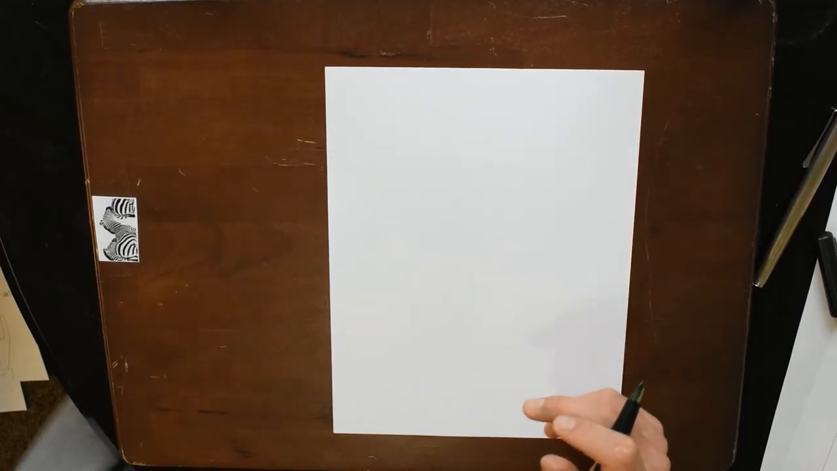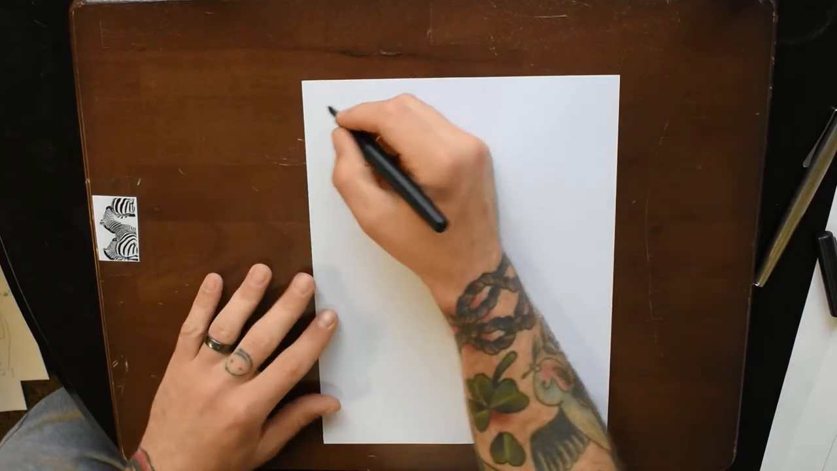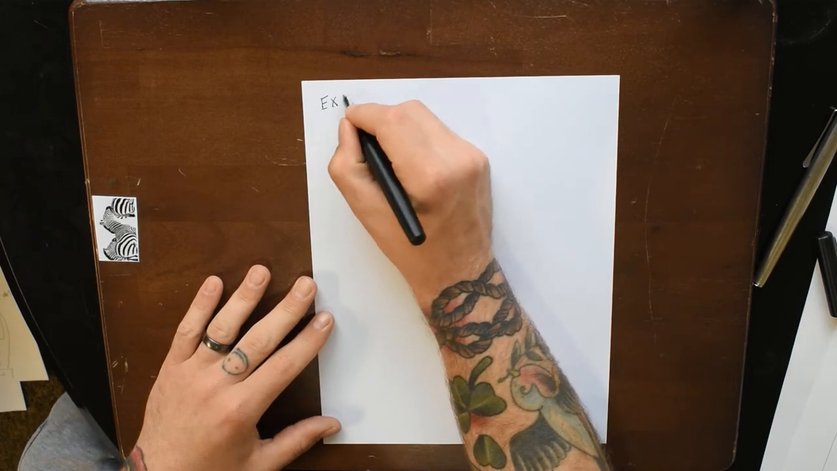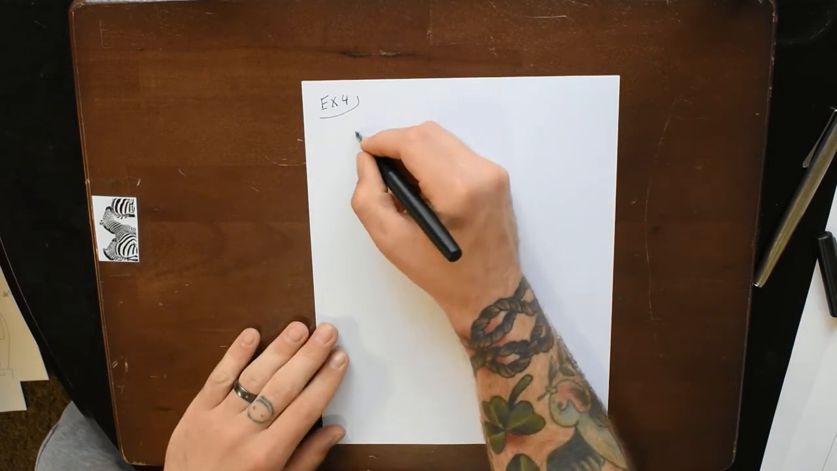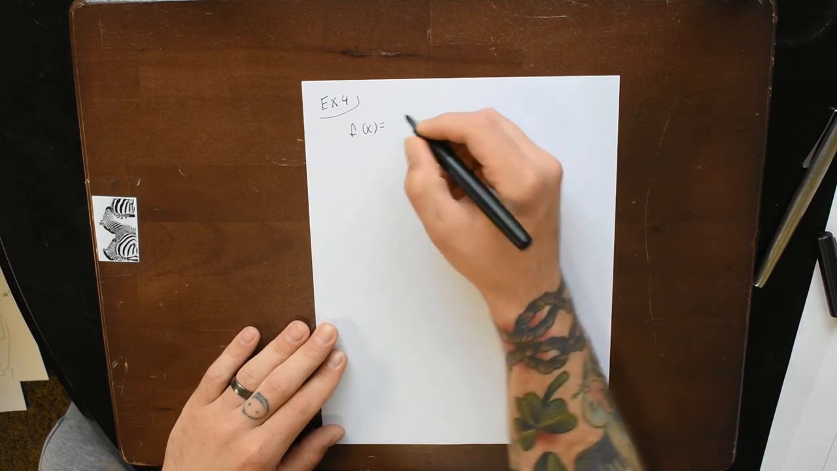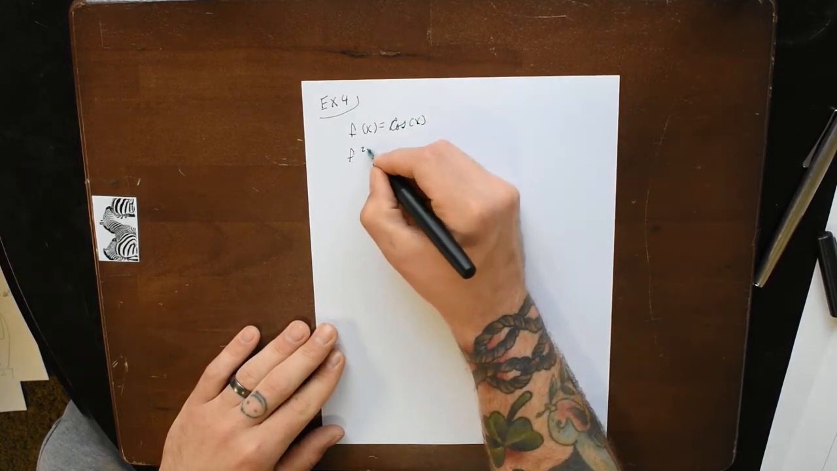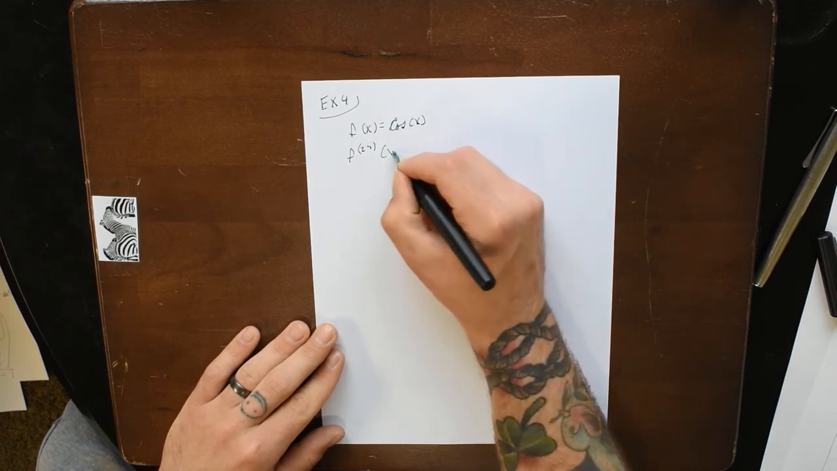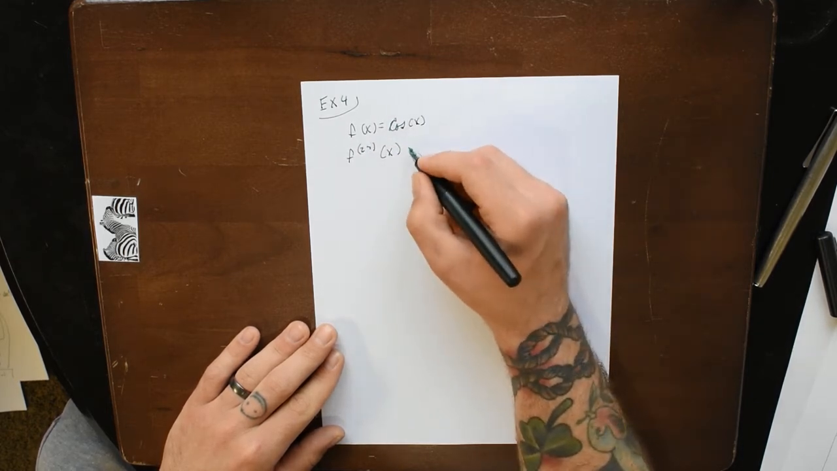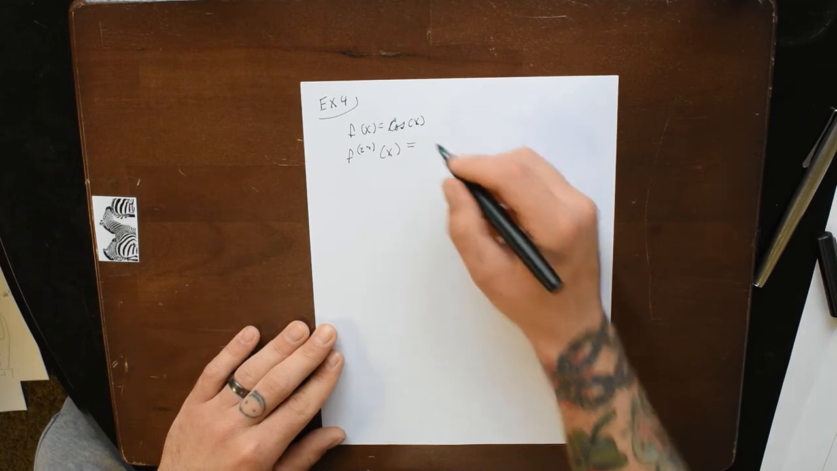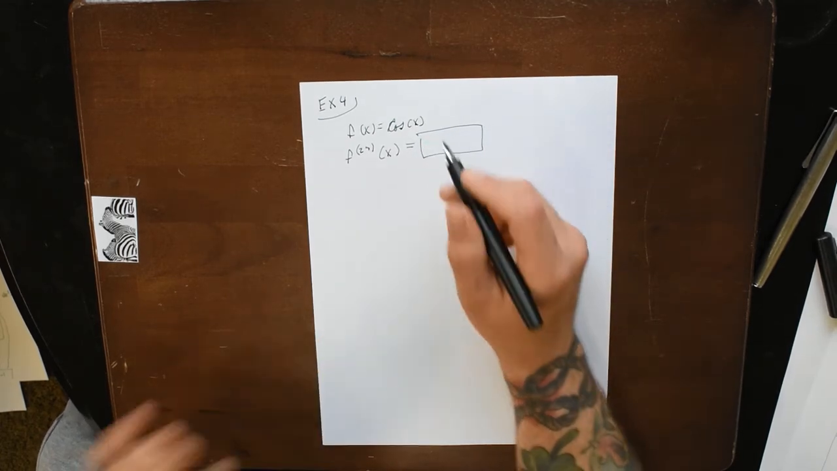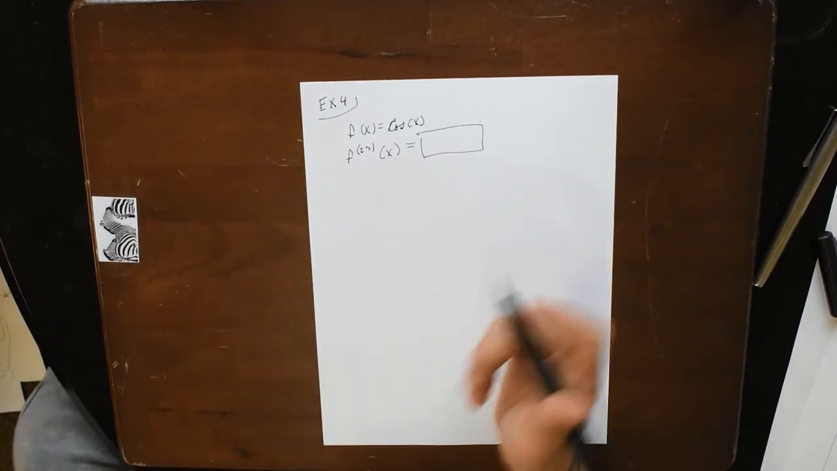Cool, so let's do another example. Well, this is example 4. What we have is some function f of x, and it's equal to the cosine of x. And what we're going to do is find the 27th derivative of f with regards to x. That's the joy of figuring it out.